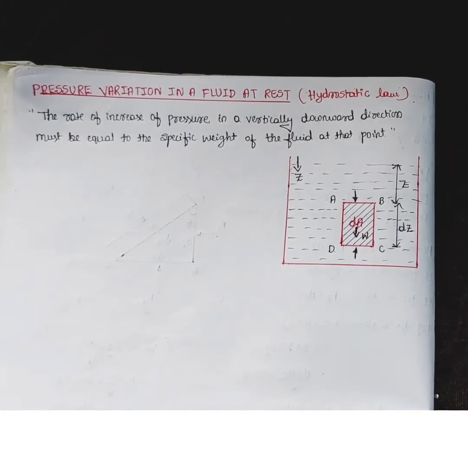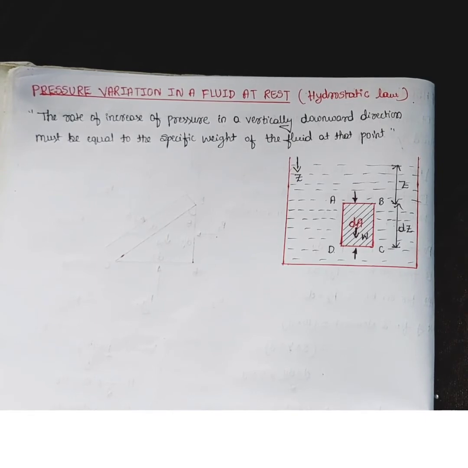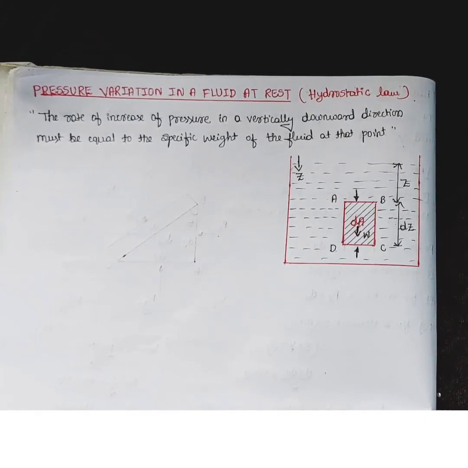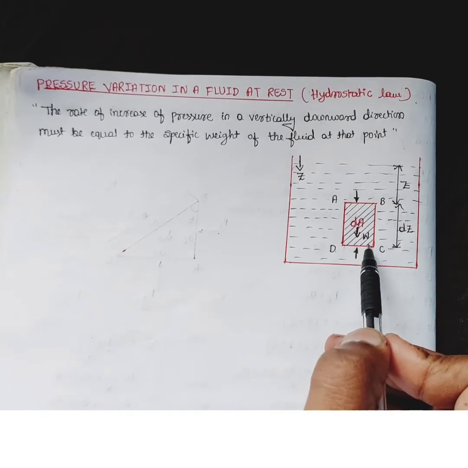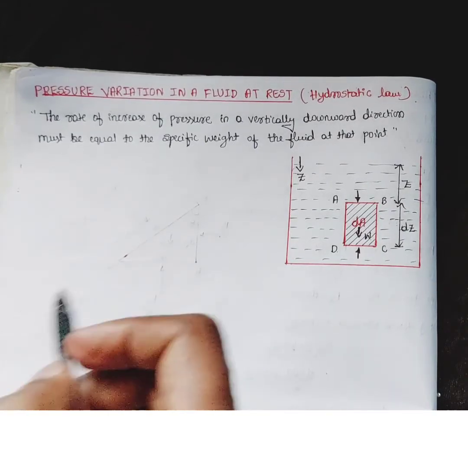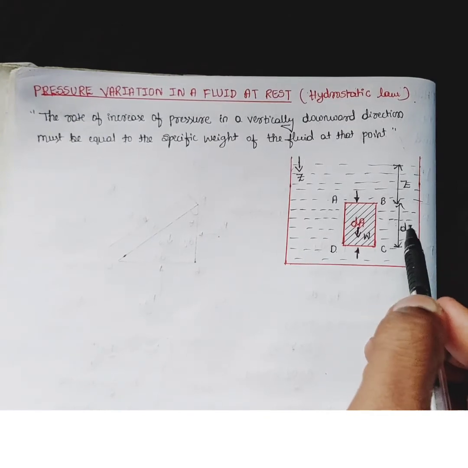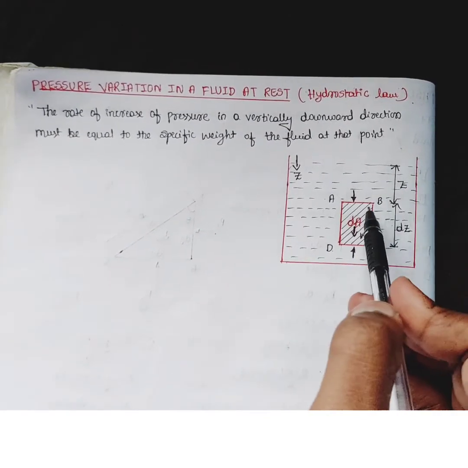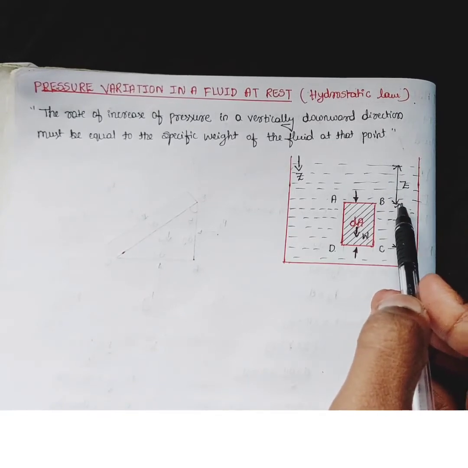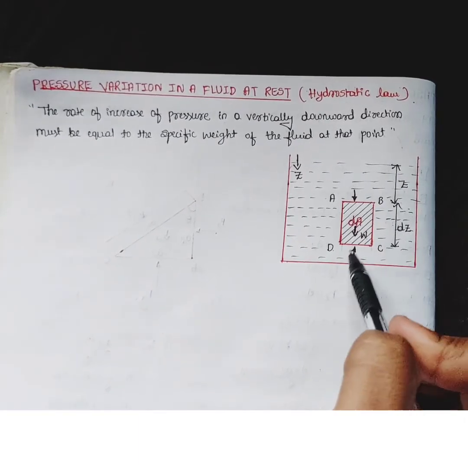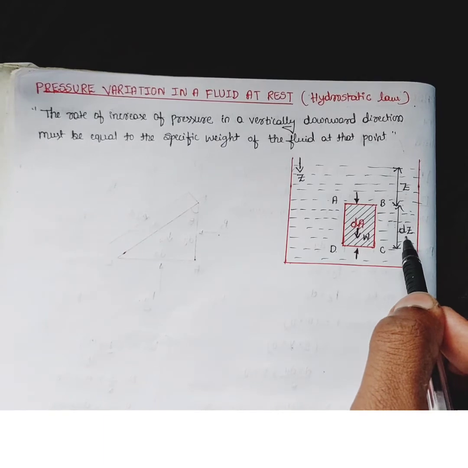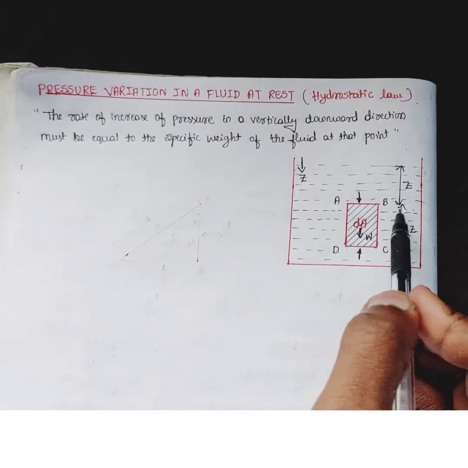Now to derive this hydrostatic law, we have considered one fluid system. That system contains a fluid. In that, we have considered a small fluid element which has an elemental area dA and a weight W. This element is located at a distance Z from the free surface, and the length of that small fluid element is dz. We have named that fluid element ABCD.